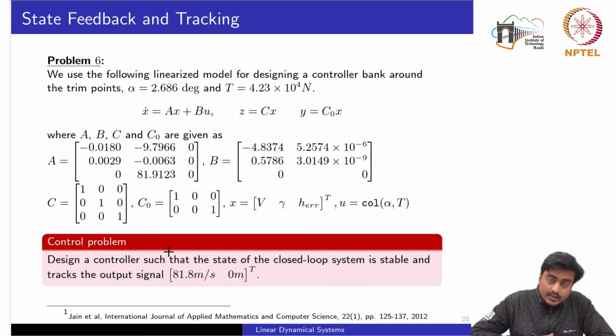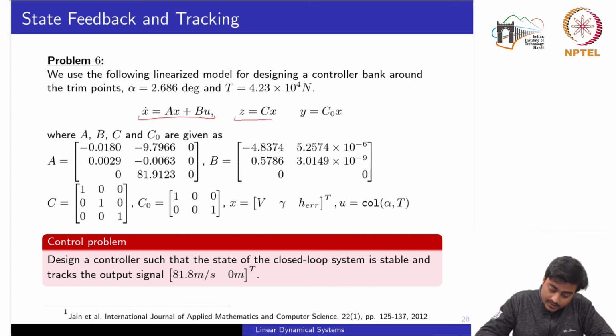Now here we are using the linearized model to design the controller, where the trim conditions are taken at alpha equal to 2.686 degrees, and the thrust has been taken as 4.23 × 10^4. So by using the MATLAB commands, you can compute the trim points of the nonlinear model, and around those trim points you can compute the linear state space equation, basically the A, B matrices for these trim points. Okay, so this is the nominal state space equation.